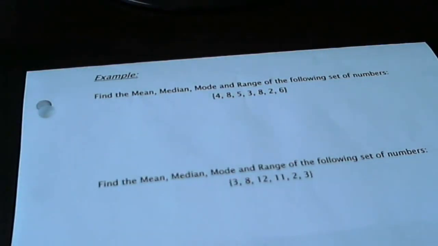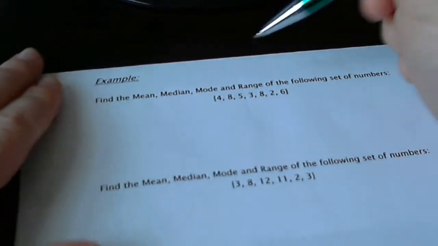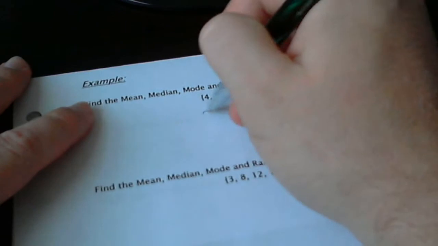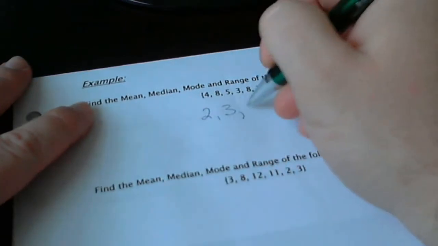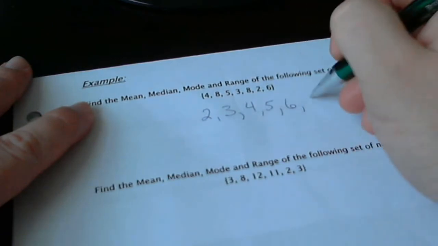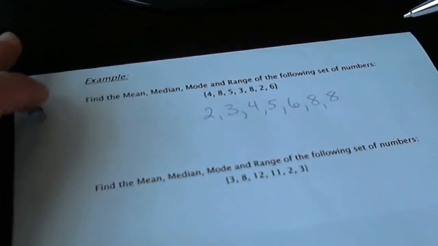I have my calculator up here because I think I'm going to need it. Whenever we do these, the first thing we should do is put these in order. It's going to make life a lot easier down the road. So 2, 3, 4, 5, 6, 7, 8, and 8.